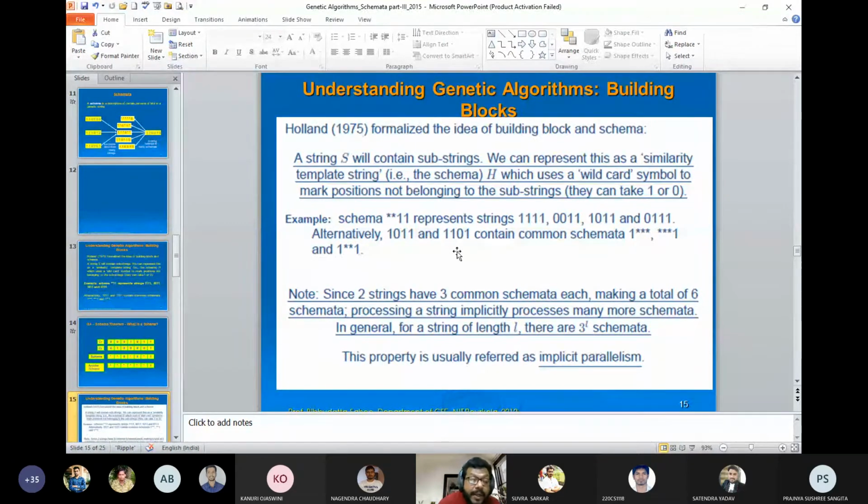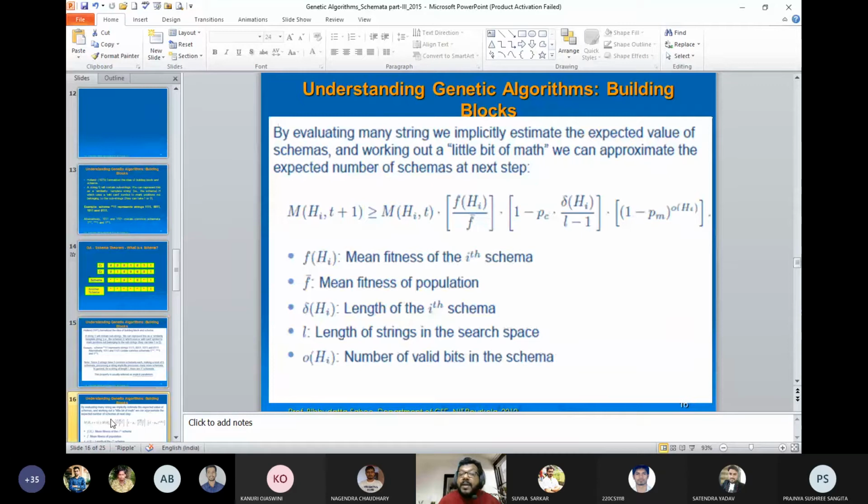Okay, taking that concept, we define the theorem. First is f of Hi. There I have defined, now I am defining. Now Hi is clear. You may have one schema, two schemata, or three schemata. So if suppose you have three schemata, then it will be H1, H2 and H3. Okay, it will be your H1, H2 and H3.